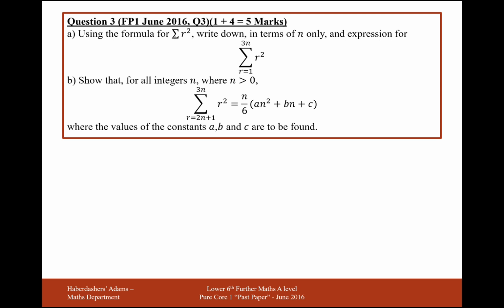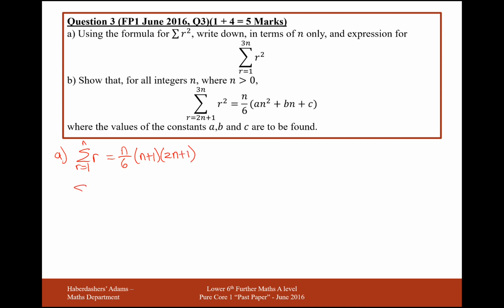Using the formula for the sum of r squared, write down in terms of n only an expression for the sum from 1 up to 3n of r squared. So what we've got here is the formula for the sum of r squared from r equals 1 to n, which is n over 6, n plus 1, 2n plus 1.